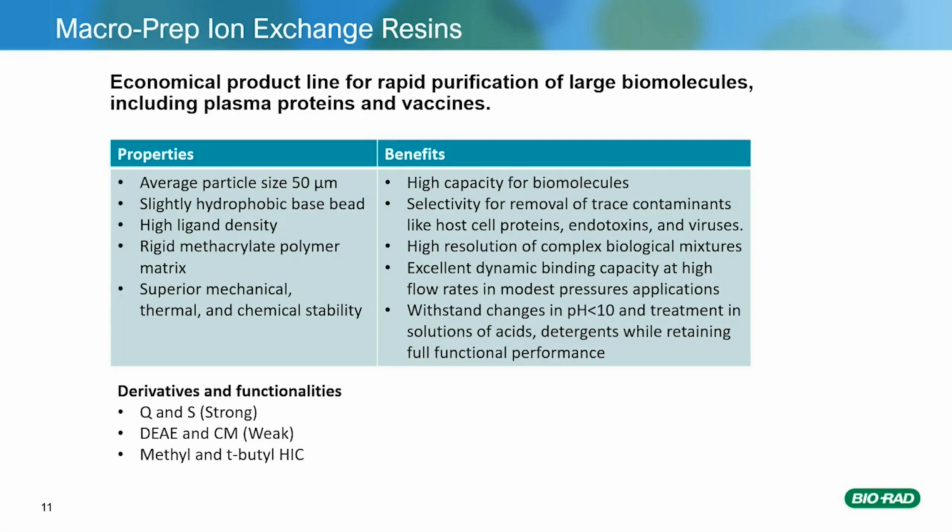This is due to its characteristic properties such as rigid methacrylate matrix, which provides superior mechanical, thermal, and chemical stability. Macroprep HiQ resin is a slightly hydrophobic base bead which has high ligand density and is available with an average particle size of 50 microns.